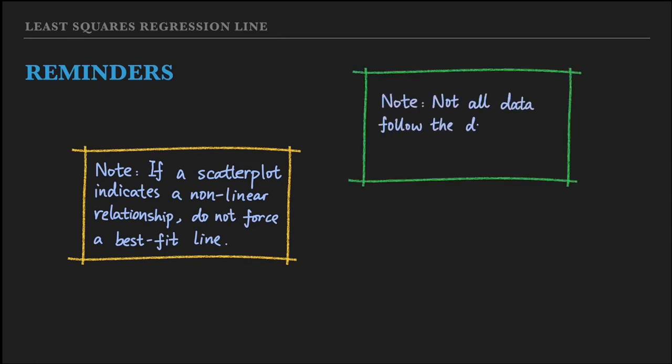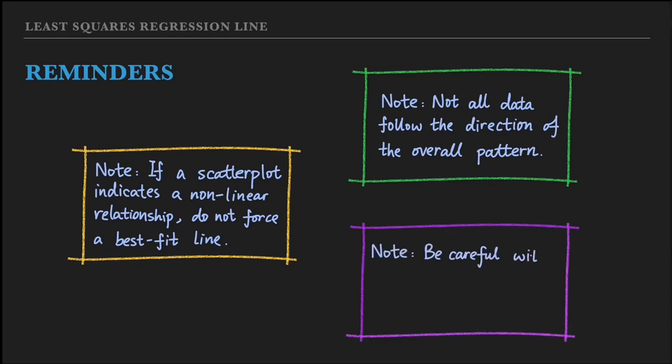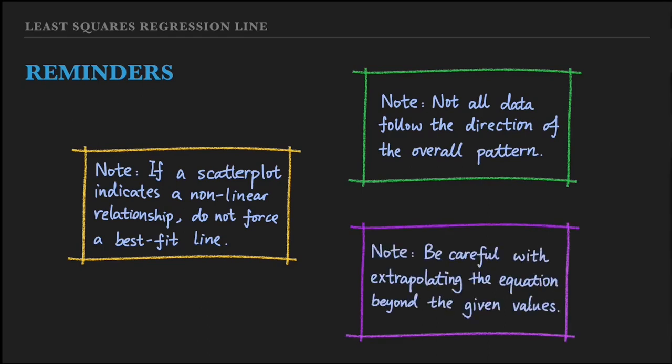Next, not all data follow the direction of the overall pattern. For example, a set of data might exhibit a negative overall pattern, but there exists one point, or some points, that are greater than its previous ones. Thirdly, even if a best fit line can describe a variation very well, the pattern might not sustain beyond a certain value. Thus, we should be very careful with extrapolations using the equation.